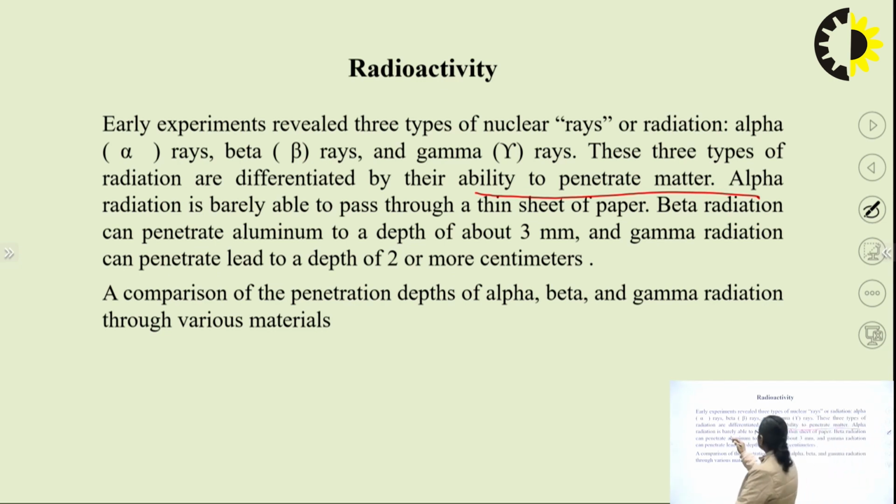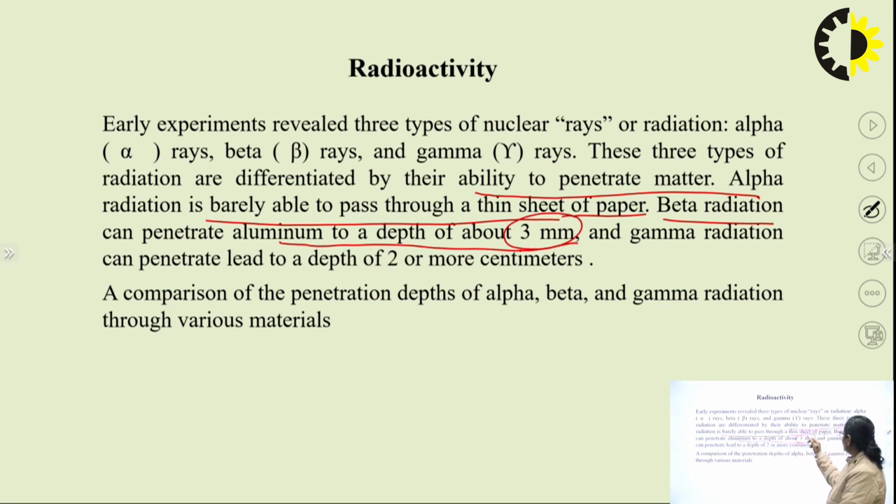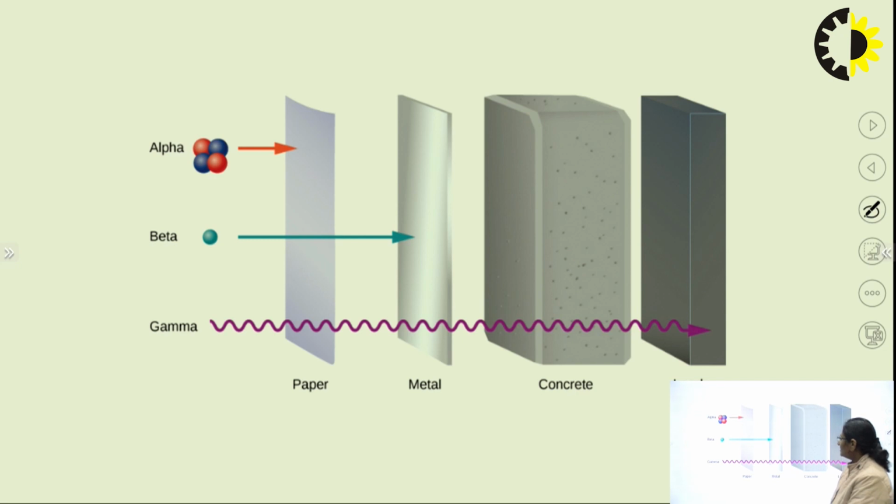Alpha radiation is barely able to pass through a thin sheet of paper, whereas beta radiation can penetrate aluminium to a depth of about 3 mm, and as far as the gamma radiations are concerned, they can penetrate lead to a depth of 2 or more centimeters. A comparison of penetration depths of alpha, beta and gamma radiations through various materials is shown over here. You can very well see the alpha, beta and gamma radiation penetration through various materials.